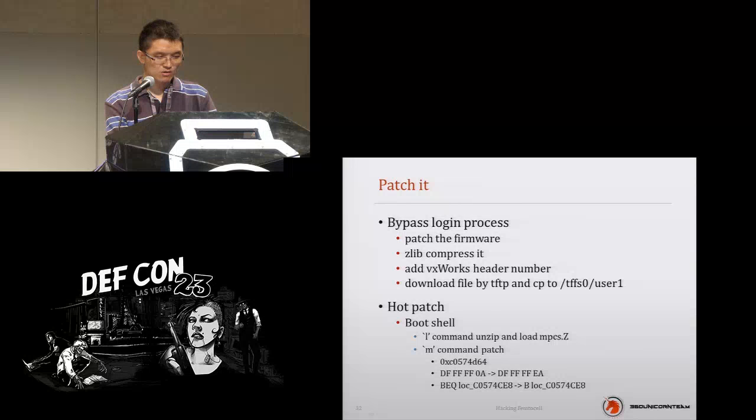In the boot shell, first use the L command to load and decompress the mpc.z to the memory. And then we use the M command to change this instruction from DFFF FF0A to DFFF FFEA. Exactly, we just patch the B code instruction to a B instruction.